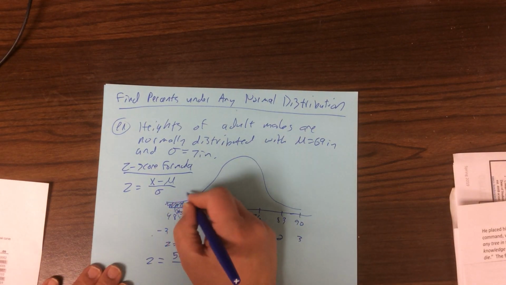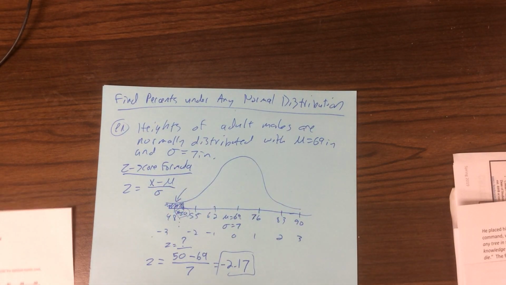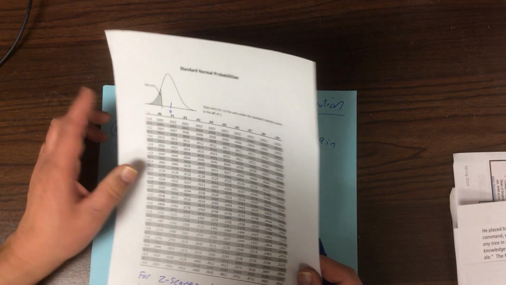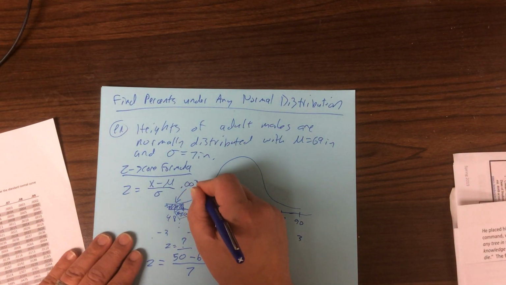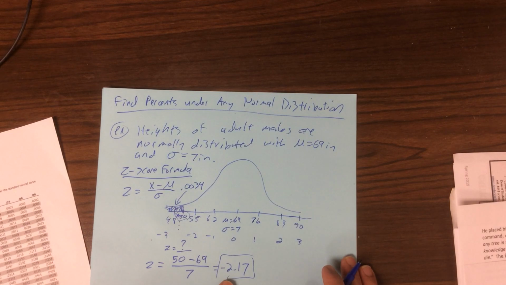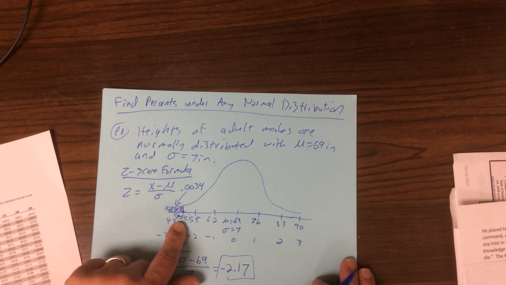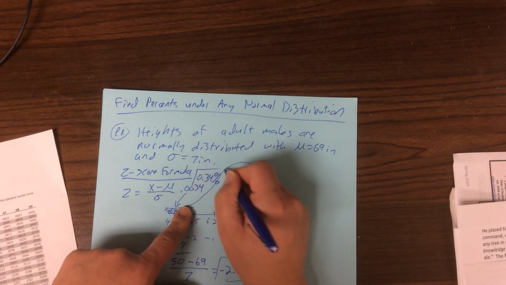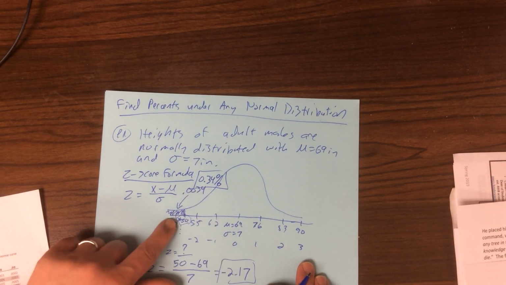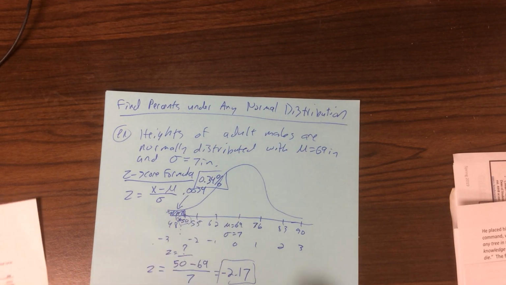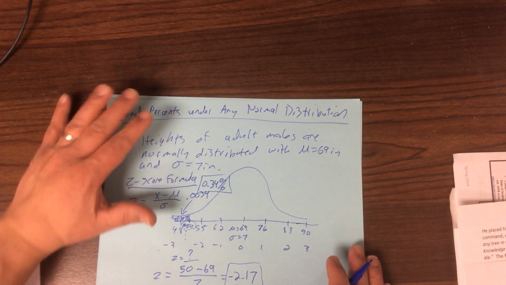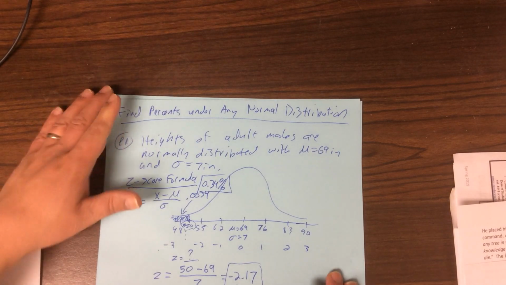So I could look that up on my table. And if I do that, for -2.71, I get 0.0034. Okay, so that's the area below that z-score, which is the decimal form of the percent. So the percent would actually be 0.34%. Okay, so this would give me the percent of the population that's shorter than 50 inches. It'd be 0.34% of the population of adult males. Okay, so just a fraction of 1%.